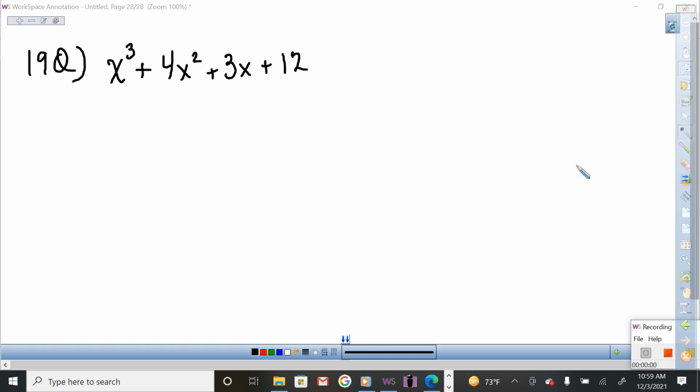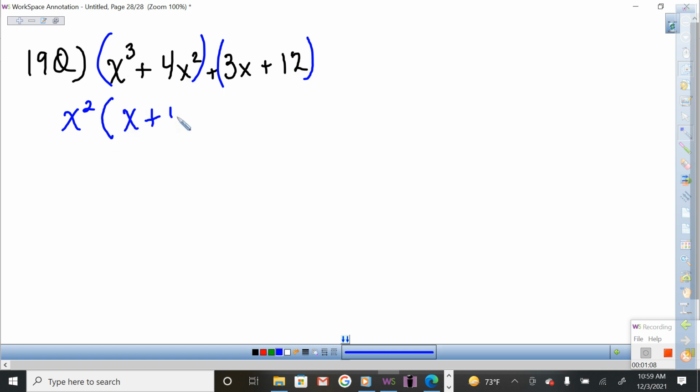Let's factor this using grouping. So let's group the first two, and the last two. So what is the GCF for these two right here? x to the second. Both of them have at least 2 x's, yes? So we're left with x plus 4.